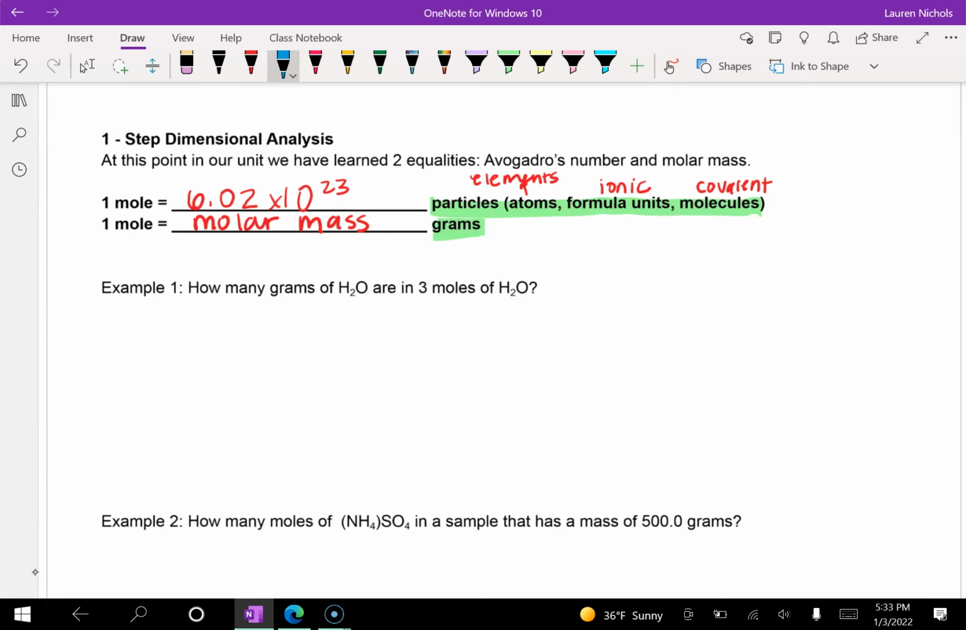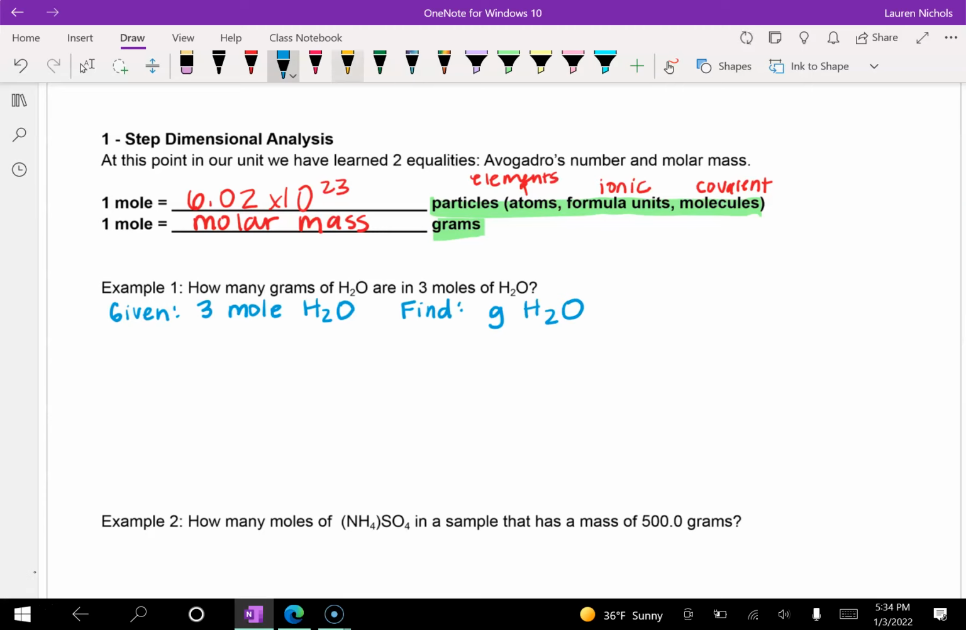So whenever we set up a problem, remember, we're going to read the problem and we're going to write down what's given to us and what we are trying to find. So in example number 1, it says how many grams of H2O, or water, are in 3 moles of water. So we write down, okay, what is given to us and what are we trying to find. So our given is always our number. So we have 3 moles of water. And what we're trying to find, it says how many grams of water. So we're trying to find grams of water.